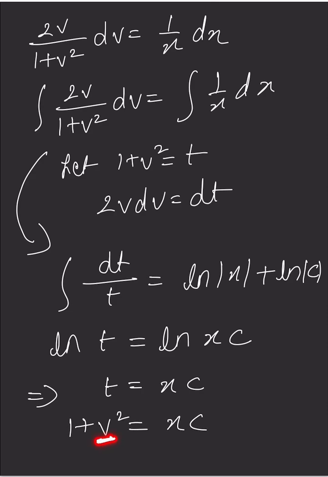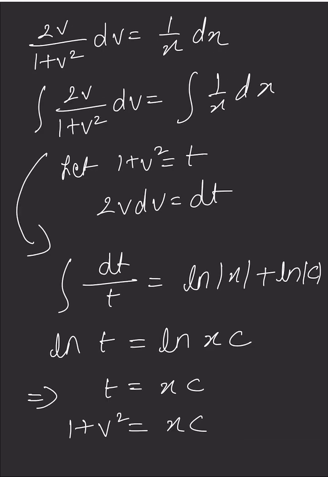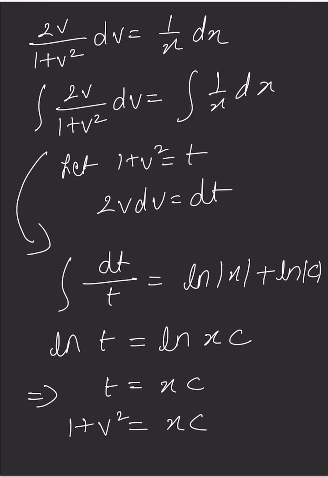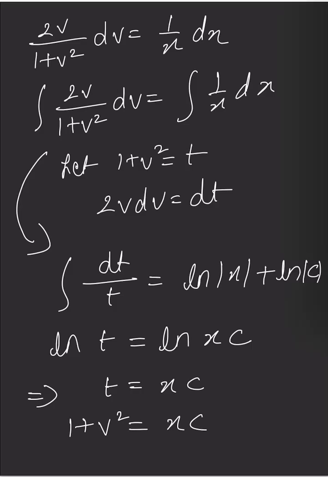And what is v? We need the equation back in y and x because that's how the question started. So the value of v is y by x. Let's substitute that. Anyways, I will duplicate this page. Okay. So now you're going to substitute: 1 plus y square upon x square is equal to xc. You can straight away write the value.